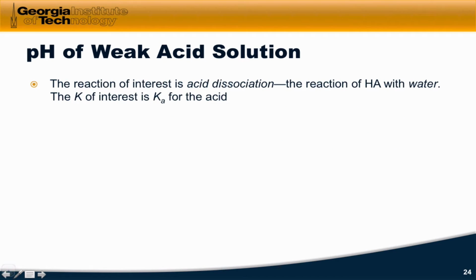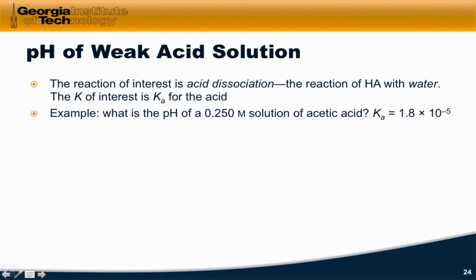Now let's talk about the pH of weak acid solutions, which is considerably more complicated. The reaction of interest here is acid dissociation, because we're imagining starting with HA, a weak acid, and dumping it into water. The K of interest is Ka for the acid. So let's look at an example.